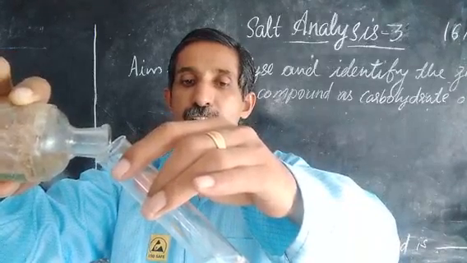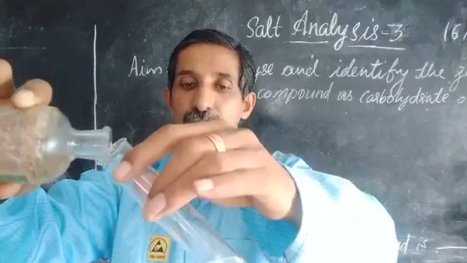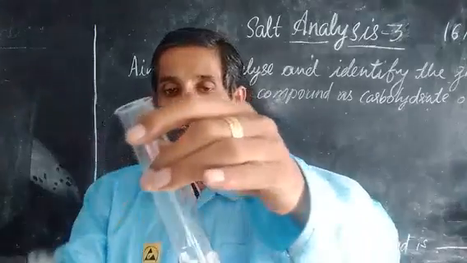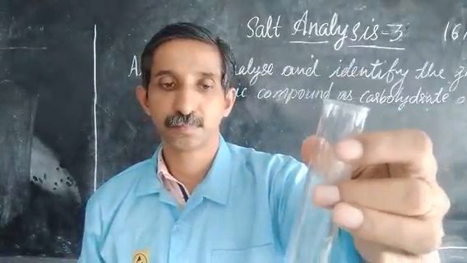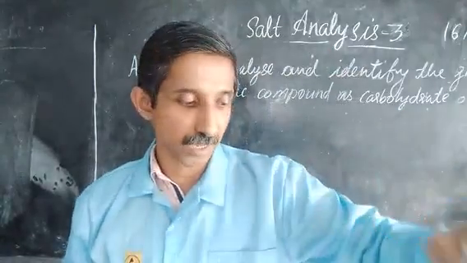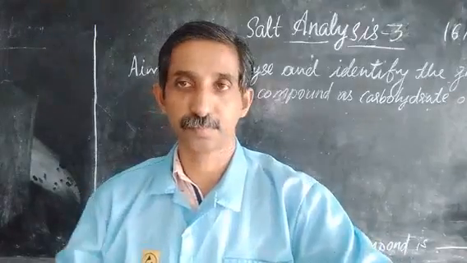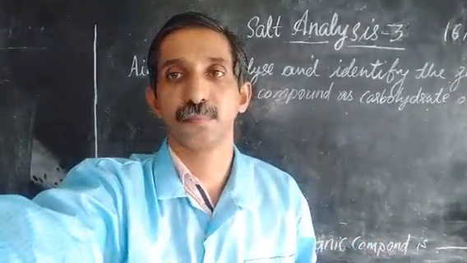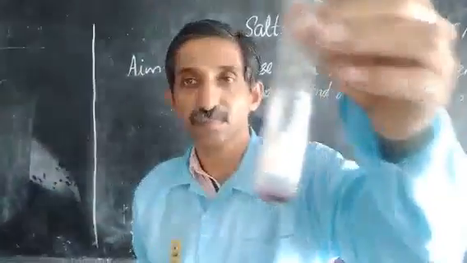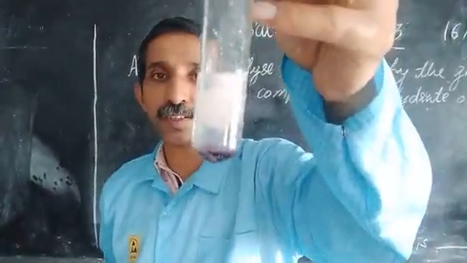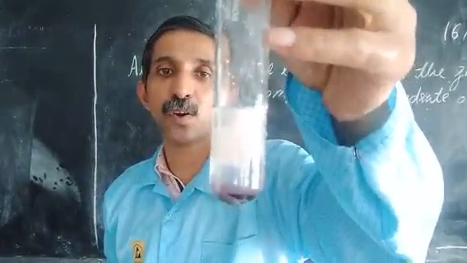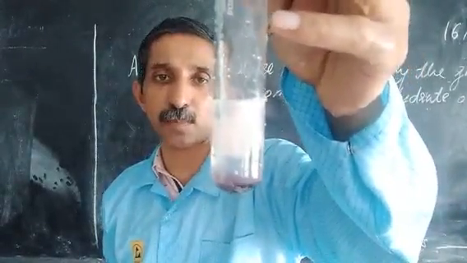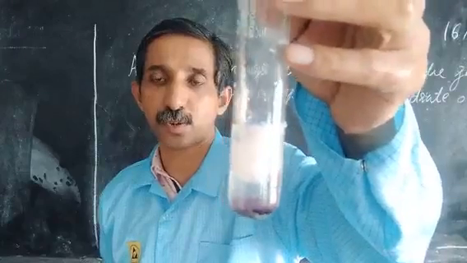Has to be added very carefully and slowly. And let's wait for the observation. You can see the formation of a purple or violet type of ring at the bottom, at the junction of both the solutions.